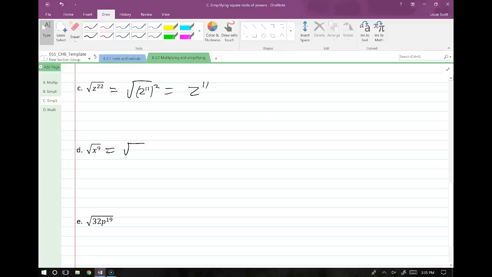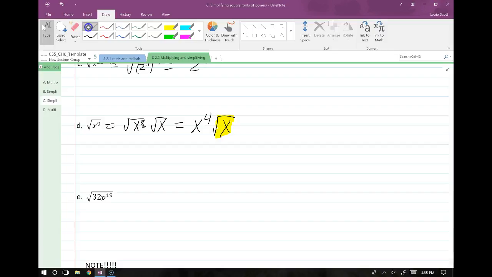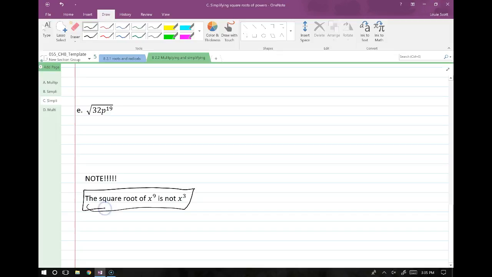So this splits up into x to the 8th times a single x. When you multiply them together, it's still x to the 9. Now we have an even number in front, so we get an x to the 4th that pulls out, because we had an 8 here, we take half of that, and then our last x is still just hanging out there. No matter what, if you have an odd power, this will be in your problem. It is never going to simplify. You're always going to have that solo variable hanging out there. Note: the square root of x to the 9th is not x cubed. Resist the urge.